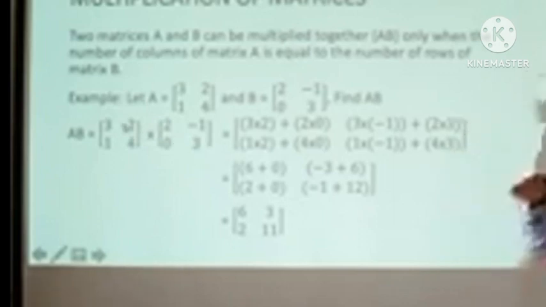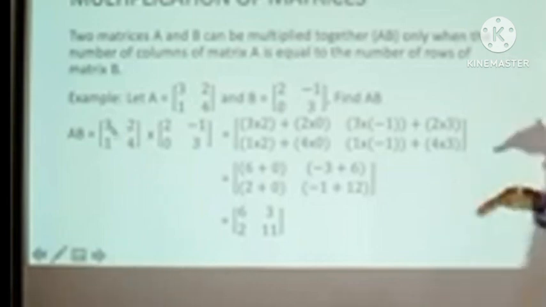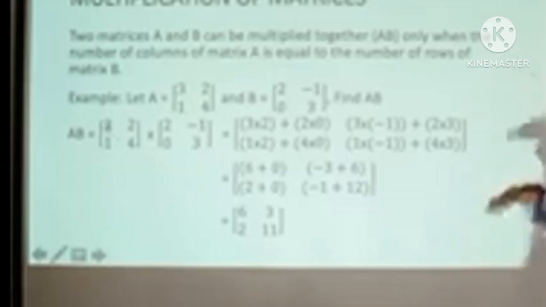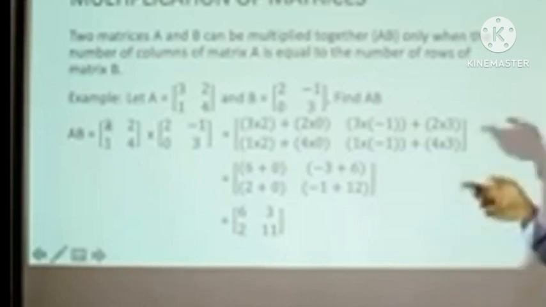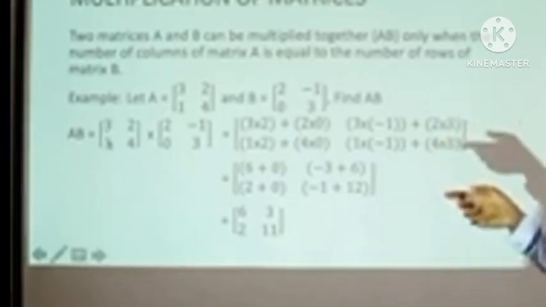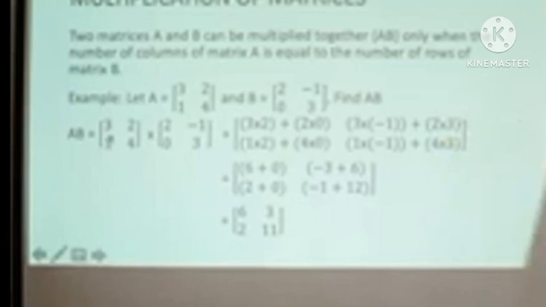Then next is second row, first column, second row, second column. Second row of matrix A times first column of matrix B, second row of matrix A times second column of matrix B. That is 1 times 2 plus 4 times 0. Next is second row, second column. That is 1 times minus 1 plus 4 times 3.